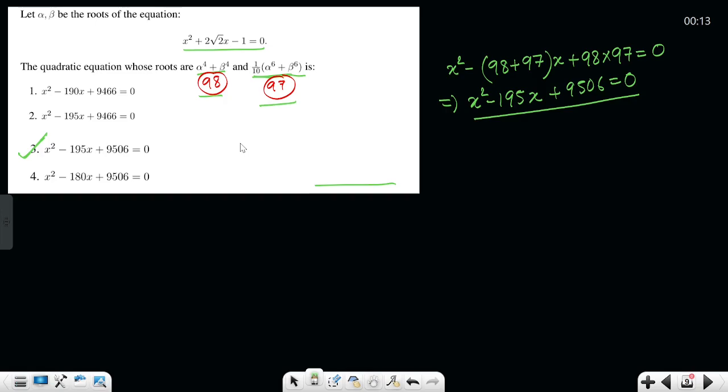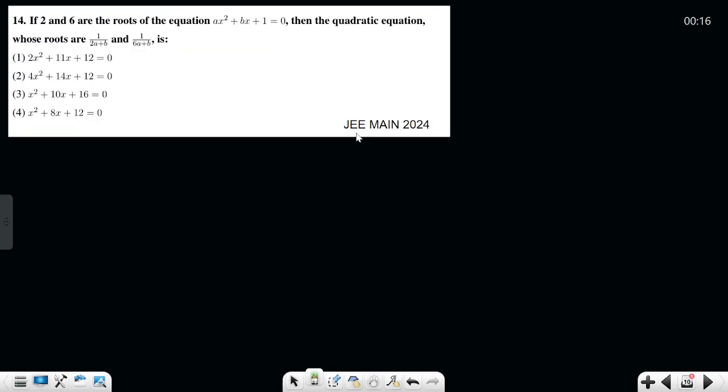Okay. So now let's go for our next question. Now we will solve this question from JEE Maths 2024. This is also a very good question. So how will we do it? Let us see what is given. If 2 and 6 are the two roots of this equation, here there is the equation ax square plus bx plus 1 equal to 0 whose roots are 2 and 6.